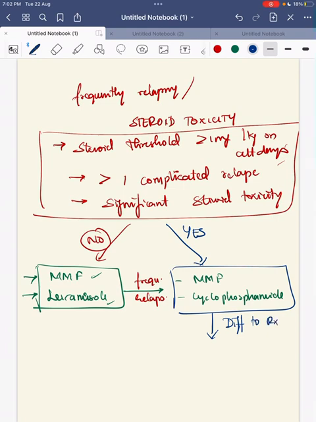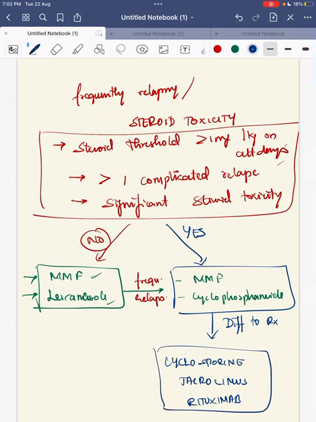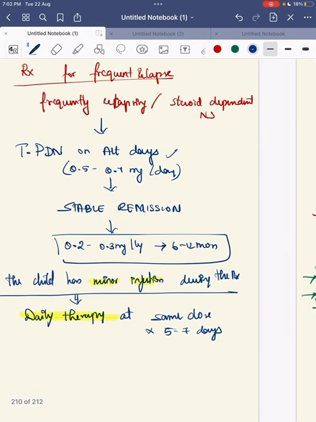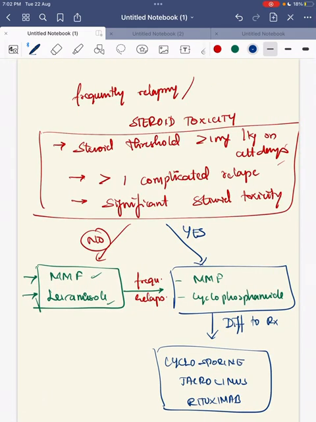Okay, next, the child with difficult to treat steroid sensitive nephrotic syndrome. Difficult to treat steroid sensitive nephrotic syndrome is when the child is not responding to two or more steroid sparing agents, that is mycophenolate mofetil, cyclophosphamide or levamisole. Then what drugs do you use? Next choice of drugs are cyclosporin, tacrolimus and rituximab. Okay, this is the treatment flow chart for the child with frequent relapse or steroid dependent nephrotic syndrome. So we have seen the treatment for first episode and frequently relapsing child.